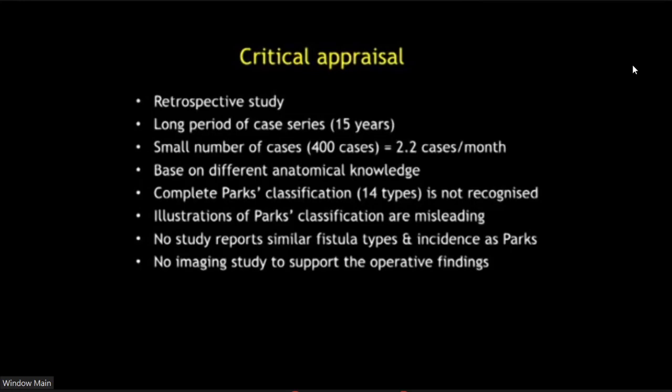And the Parks classification, the complete one, has 14 types, well recognized and used by others. And the illustrations of the Parks classification are misleading. I will explain more. And no study reports similar fistula type and incidence as Parks. And at that time, we did not have imaging and endoanal ultrasound. Of course, when someone looks at the operative finding, sometimes you cannot know which type it is, unless you are supported by an imaging study.